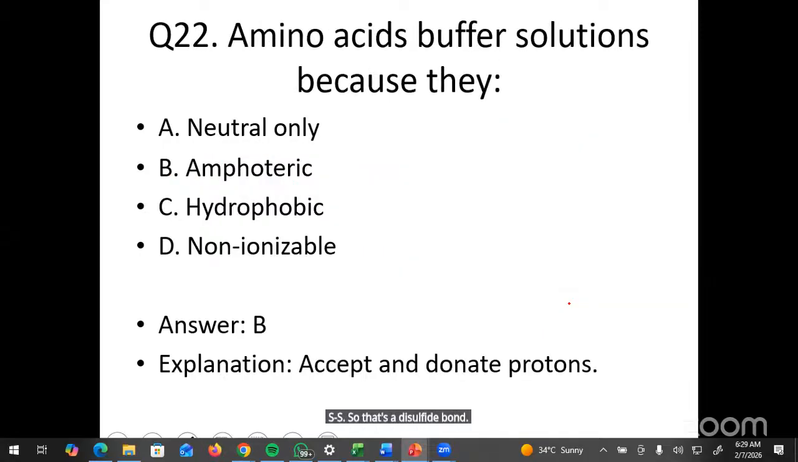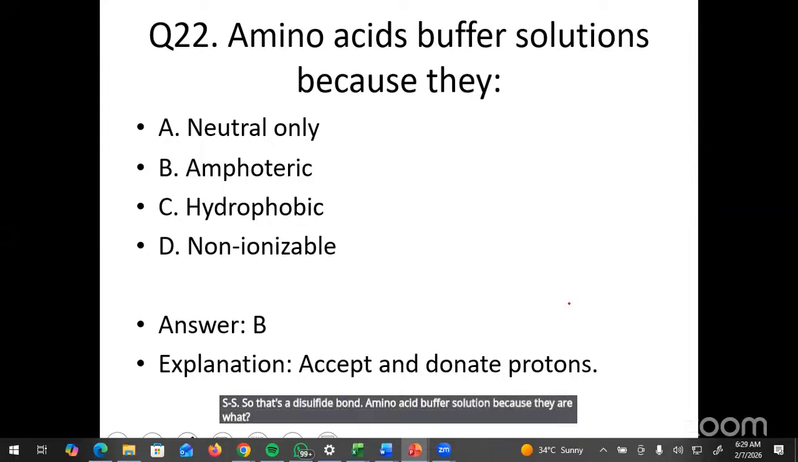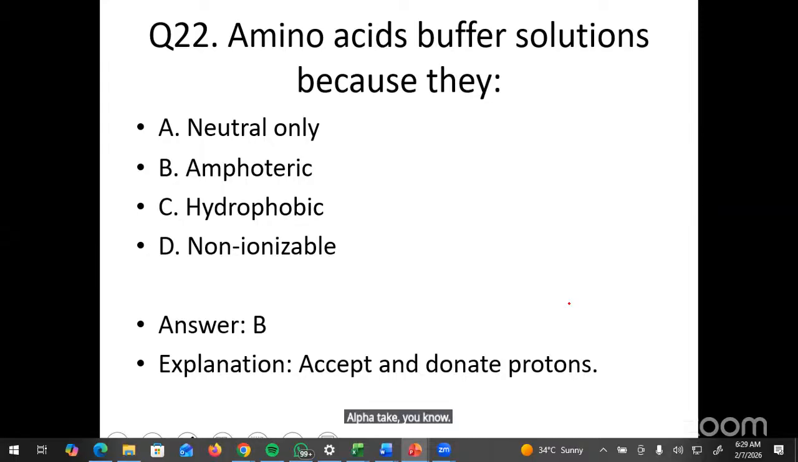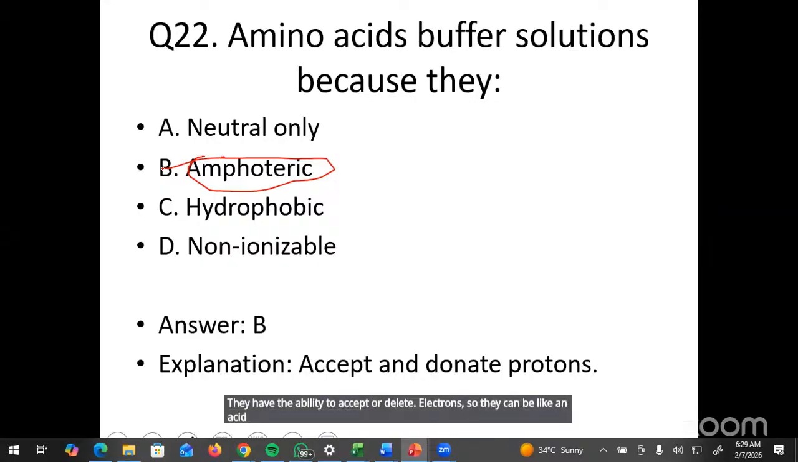That's a disulfide bond. Amino acids act as buffer solutions because they are amphoteric, as I was explaining earlier. They have the ability to accept or donate protons, so they can behave like an acid and also like a base.